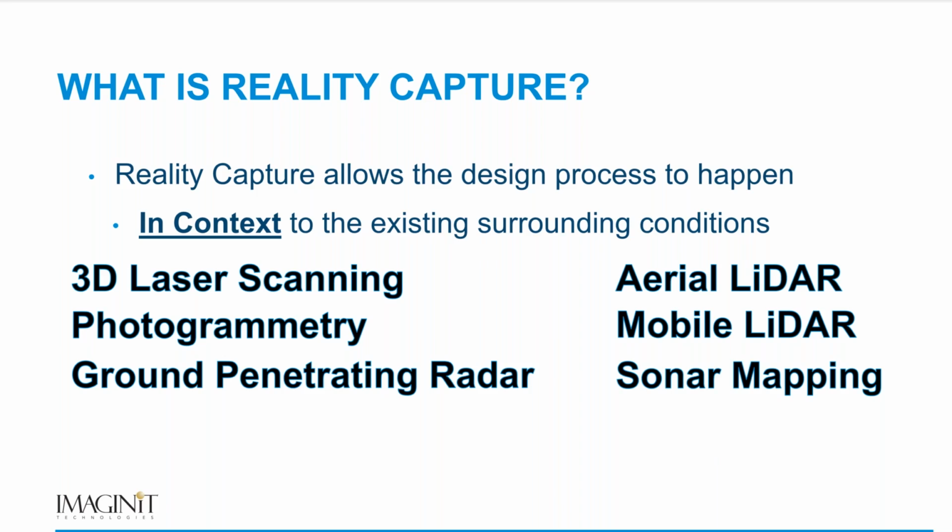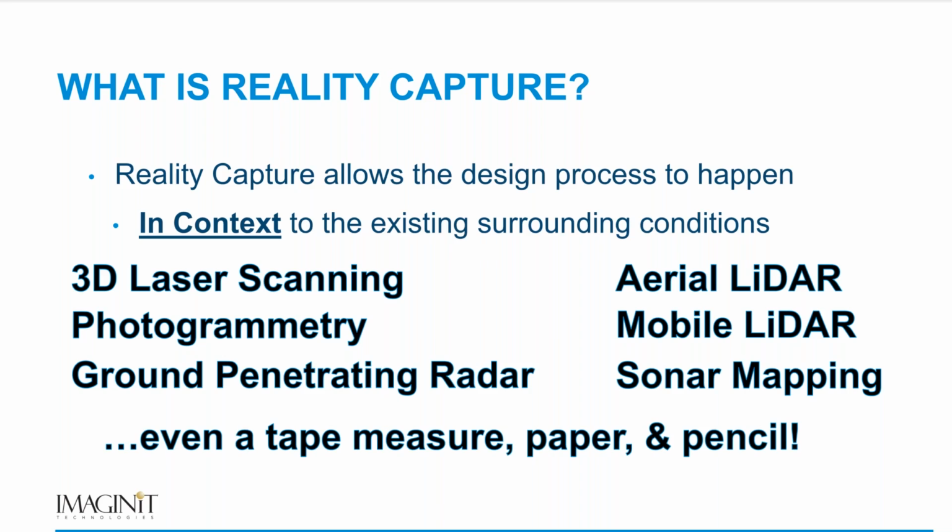Sonar mapping, where we can go across the ocean floor, pick up things that have been placed under the ocean, and essentially map the ocean floor, not only with its topography, but with all the wires and cables and things like that that have been placed. And then our last is even a tape measure, paper and pencil. So even though we're not buying expensive equipment, going out with a tape measure to capture the dimensions of a room or find out where a door or a window is, that's still capturing reality.